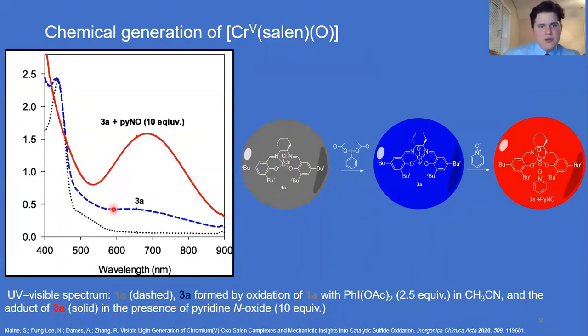So 3A has this very broad peak, but it's not very distinct. So we added the donor ligand pyridine N-oxide, about 10 equivalents, to make it more defined. And if you look here, we can see a very distinct peak at 680 nanometers.